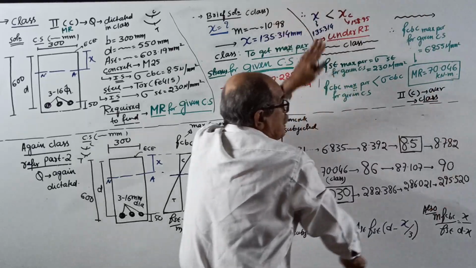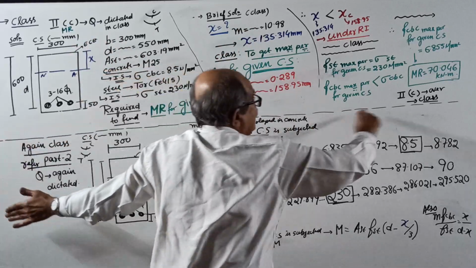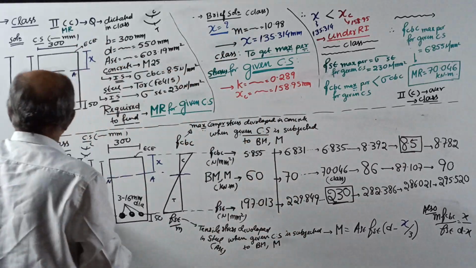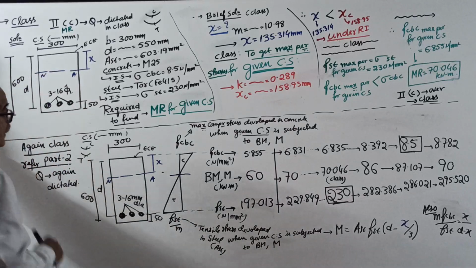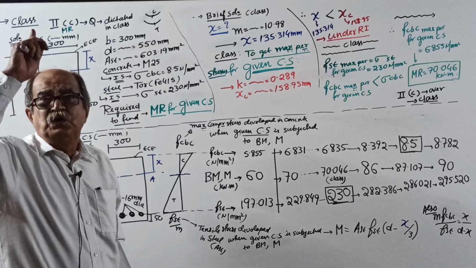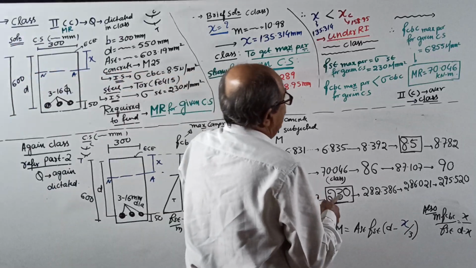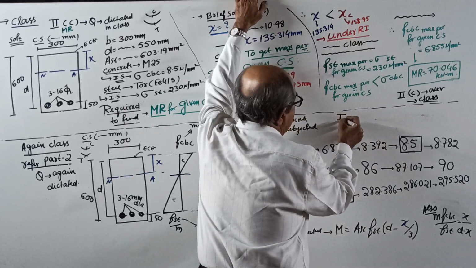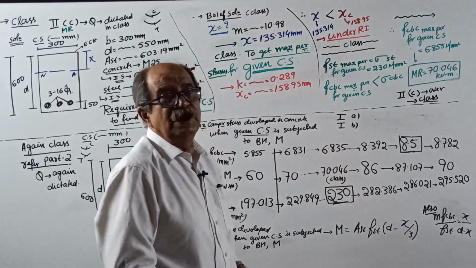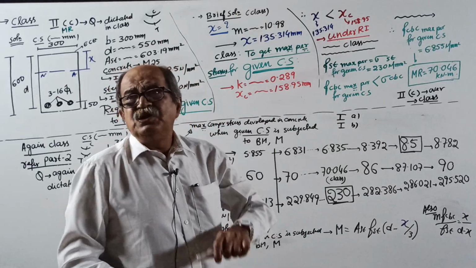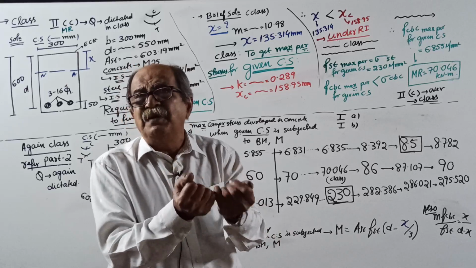Class, now continue with something else. You make a fair copy of this one. Put one solid line, then write. Again class, what I am telling right here: refer to part 2 where Roman 1A and Roman 1B are given. At that time, I told what the bending moment is. See, now MR, how much stress will come?